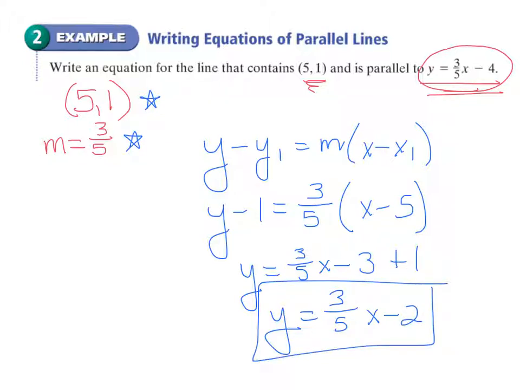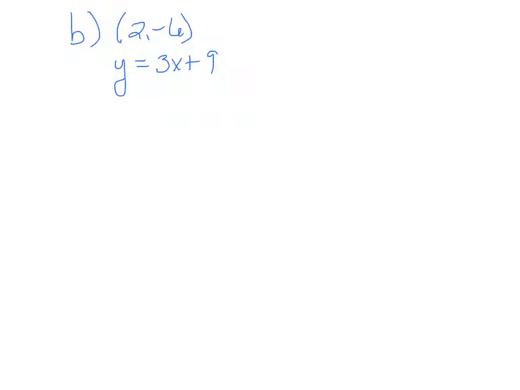Double check to make sure you did it correctly. You do have the same slope, so that is correct. y equals 3/5 x minus 2. I want you to try part B on your own. Pause the video and write an equation for the line that contains the point (2, negative 6) and is parallel to y equals 3x plus 9.